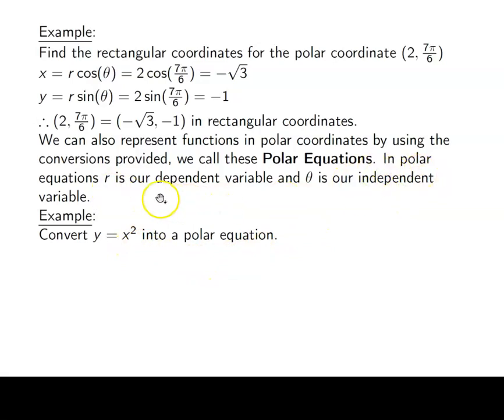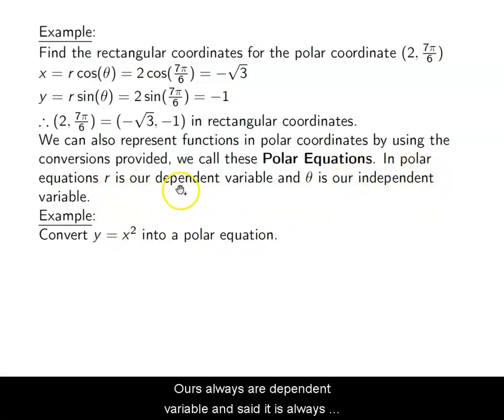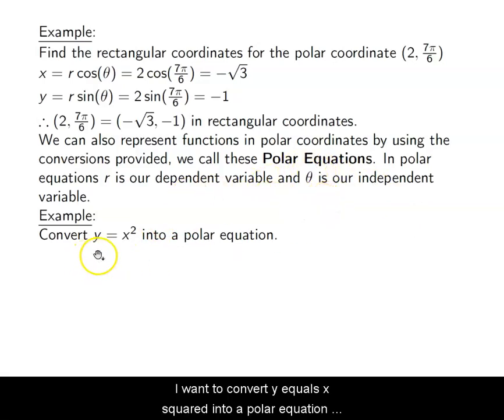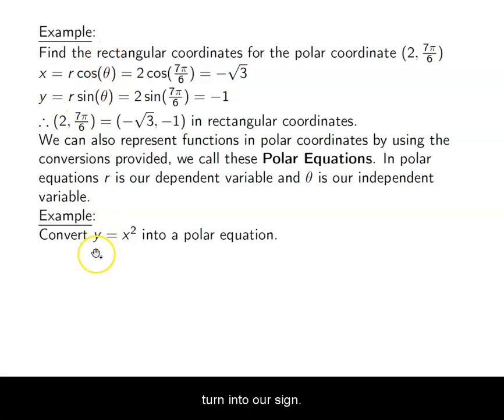r is always our dependent variable, and theta is always our independent. So we're always looking for r equals something when we have a polar equation. Okay, it's always r equals something. So I want to convert y equals x squared into a polar equation. So I'm going to use these substitutions. y is going to turn into r sine theta. x is going to turn into r cosine theta.